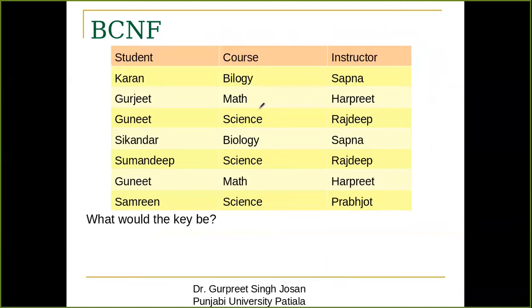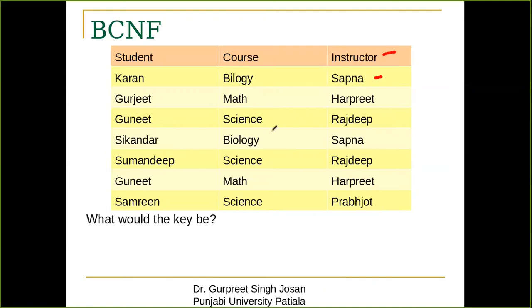Some dummy entries for this particular table will be like this. So I have a table that contains three attributes. One is student, one is course, another one is instructor. So for example, student Karan is in the course biology, and instructor is Sapna. Second student is Gurjeet. He is in the course math, and the instructor is Harpreet. Third student Guneet, course is science, and instructor is suppose Rajdeep.